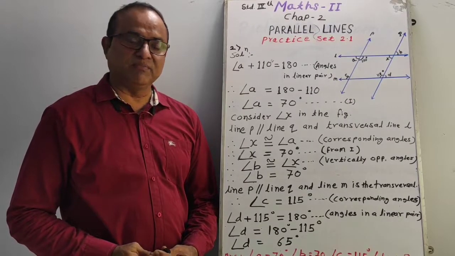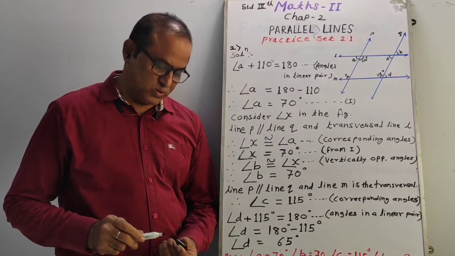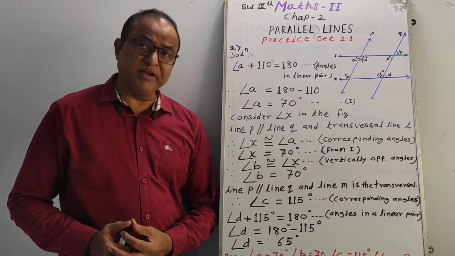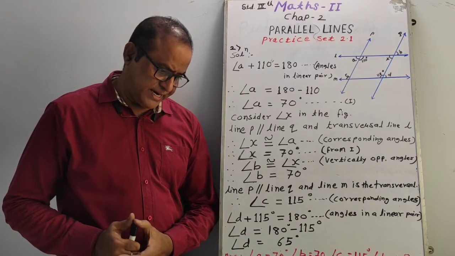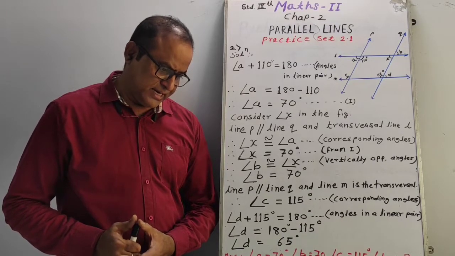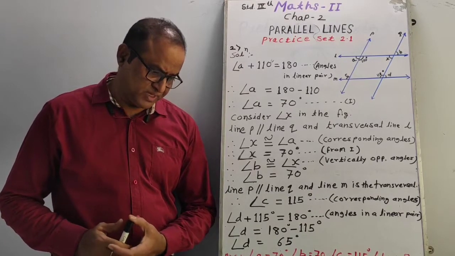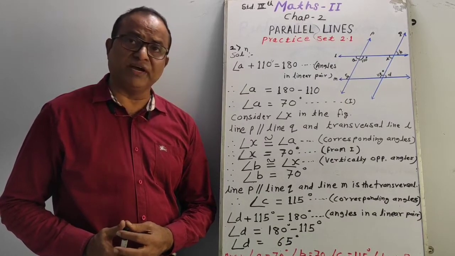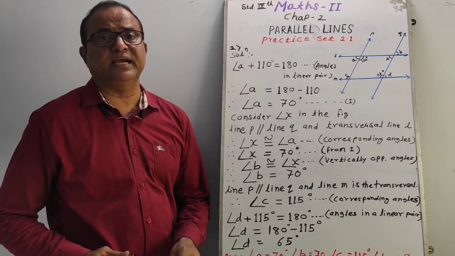Next example, example number 2. I am reading example number 2. You listen to it carefully. In the figure, line P is parallel to line Q and line L and line M are the transversals. The measures of some angles are shown. Hence, find the measure of angle A, angle B, angle C, and angle D.